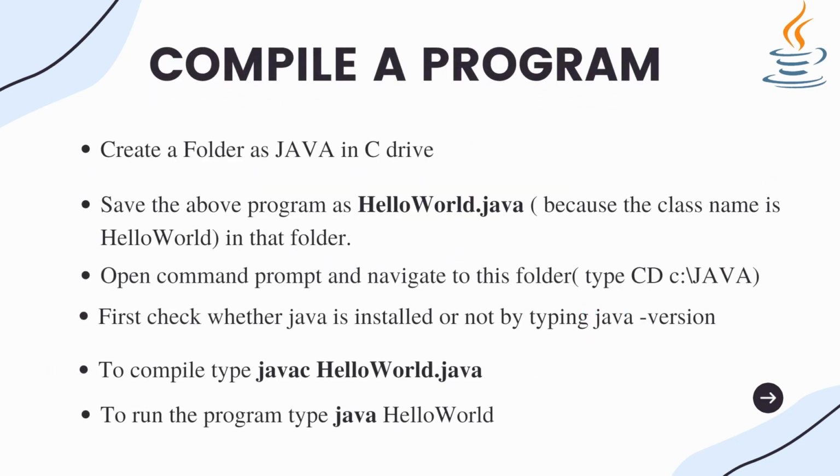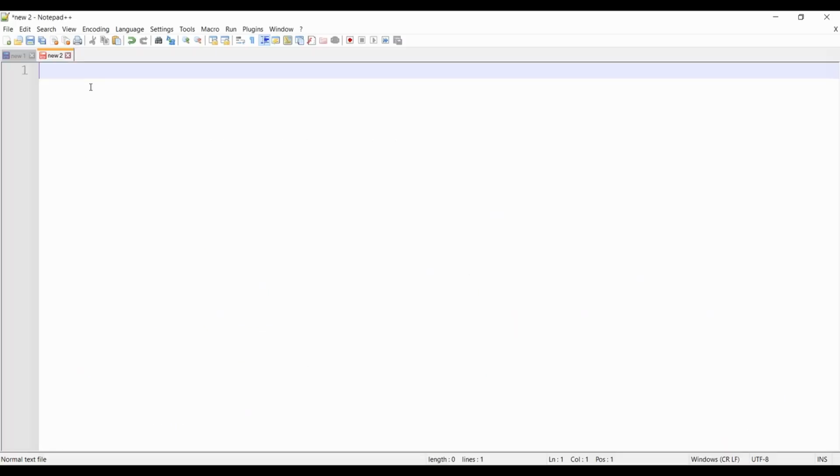Let's try to create a simple Java program and run a simple Java program. In the initial days of your programming journey, I recommend you to use editors like Notepad++ or Notepad. This helps you to remember more of your code. Let's write our first Java program. First, let's create a class. The class keyword is used to create a class. Here we are going to name our class hello world.